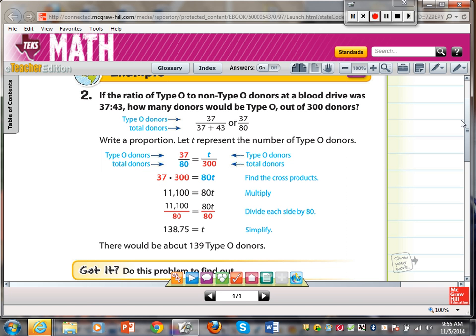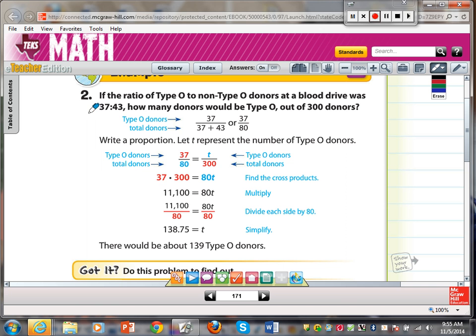Example number 2. If the ratio of type O to non-type O donors at a blood drive was 37 out of 43, how many donors would be type O out of 300 donors? Okay, so the first thing you need to know about this is that you have to find the total of the donors for that particular day.